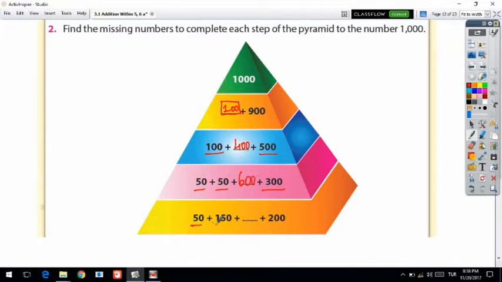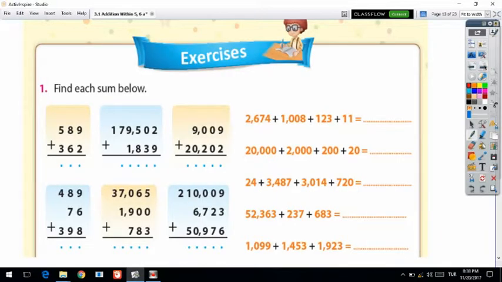Okay, now let's look at the last one. 50 plus 150 makes 200. 200 plus 200 is 400. So what number is left to get 1000? Of course, 600. Okay, now let's see the next exercises.